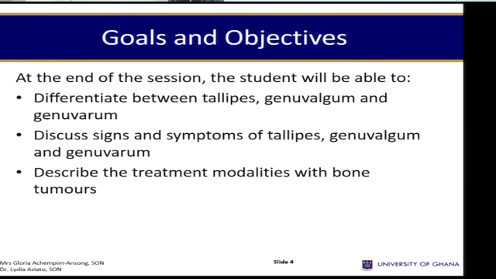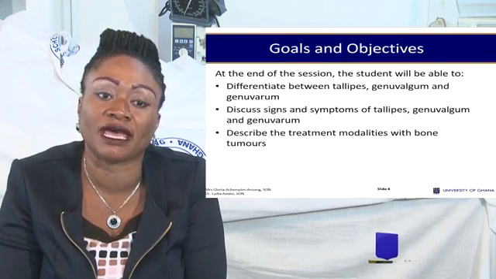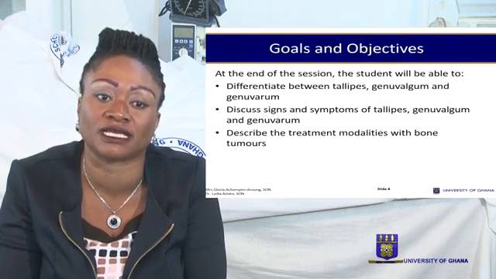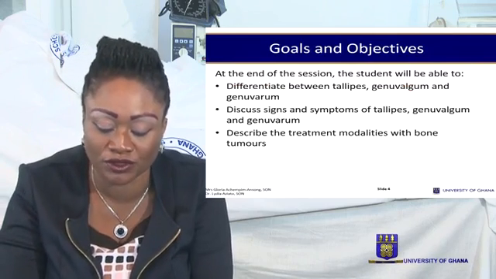Students should be able to differentiate between Talipes, Genu valgum, and Genu varum. Should discuss signs and symptoms of Talipes, Genu valgum, and Genu varum, and then describe the treatment modalities with bone tumors.